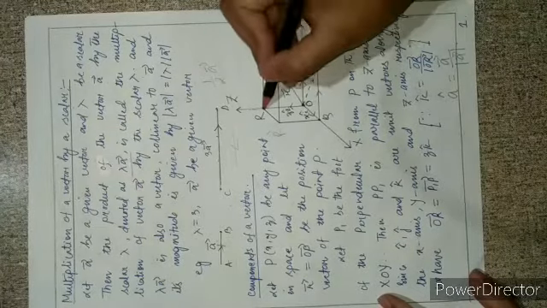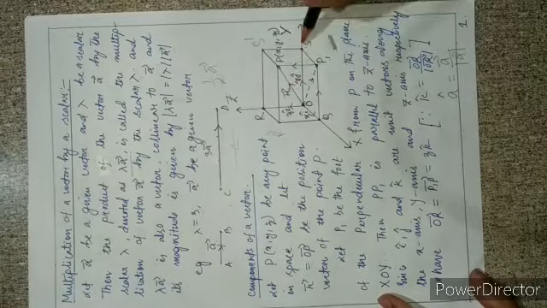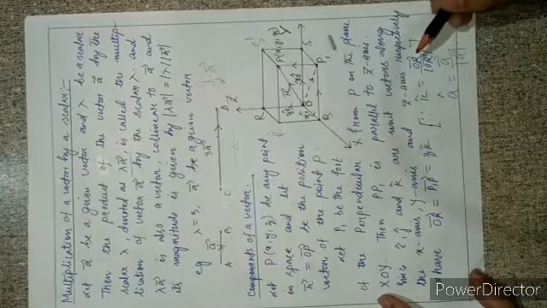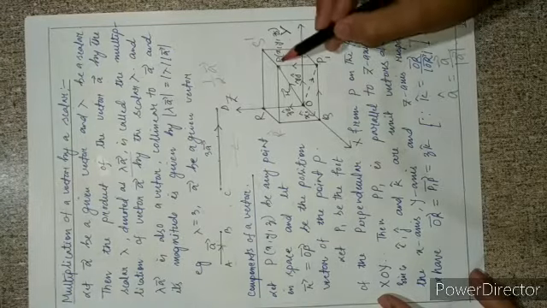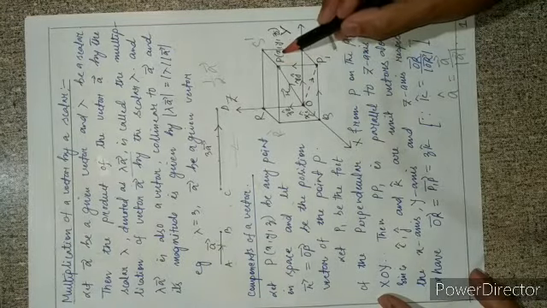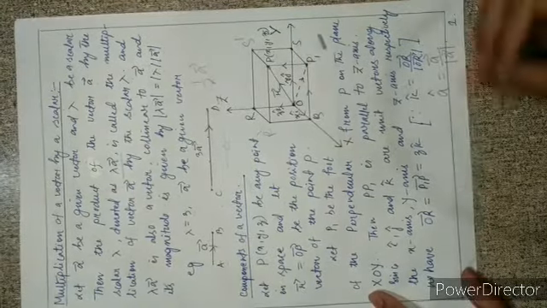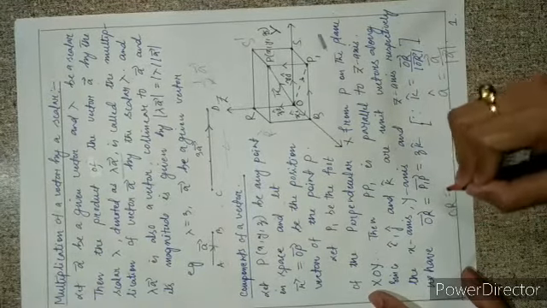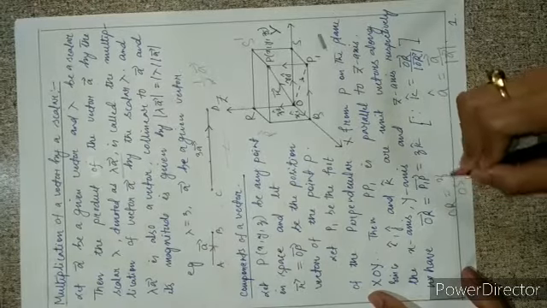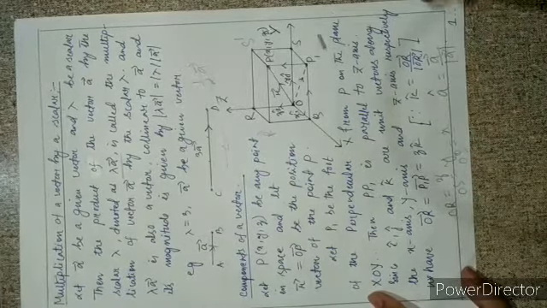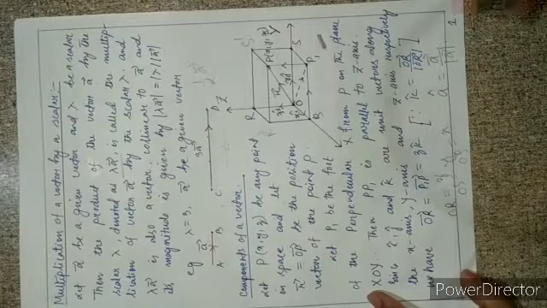Then on the axes, R is on the z-axis, S is on the y-axis, and Q is on the x-axis. The point P has coordinates x, y, z. The lengths are OR equal to z, OS equal to y, and OQ equal to x.